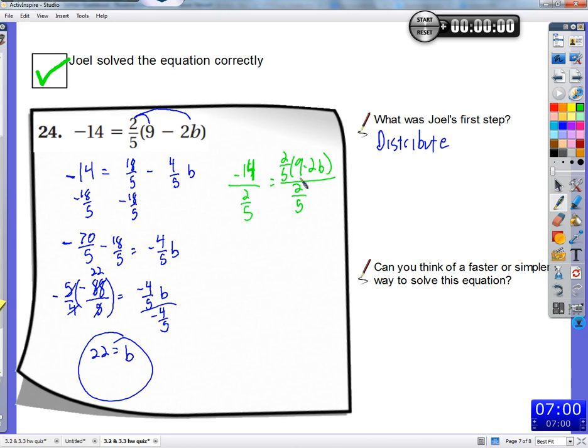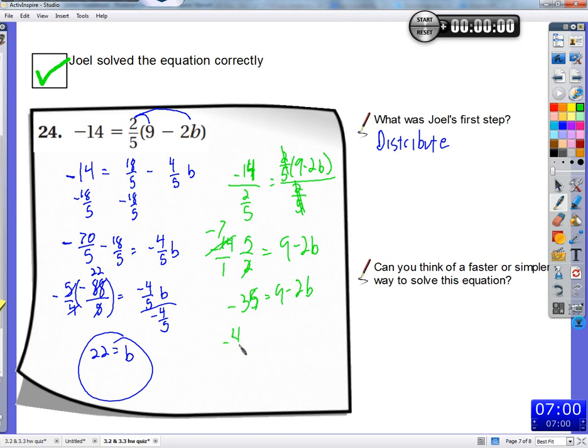So on this side, we've got a factor of 2/5 and a factor of 2/5. 2/5 divided by 2/5 is 1, we have 1 times (9 minus 2b). Okay. On this side, multiply by the reciprocal. They just cancel out. Right, we get a negative 7 here. Negative 7 times 5 is negative 35, equals 9 minus 2b.